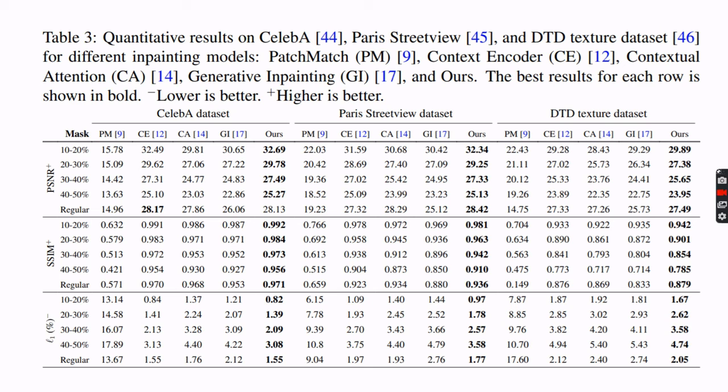Quantitative results of CelebA and Paris Street View on DTD, a structured dataset. All these datasets have got mind blowing results. There are a lot of ways in which other competitors and other techniques have worked, but this paper gives a phenomenal result.